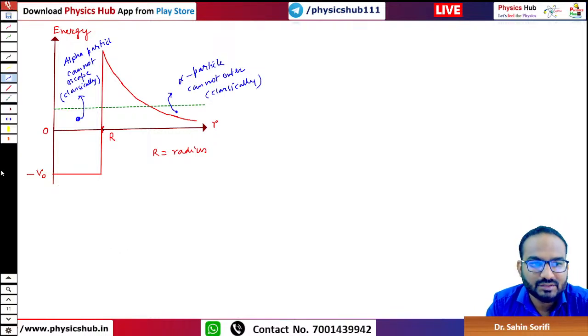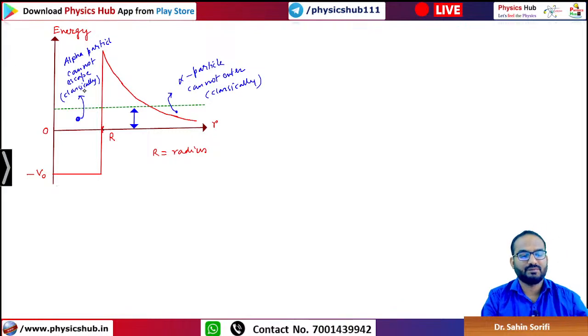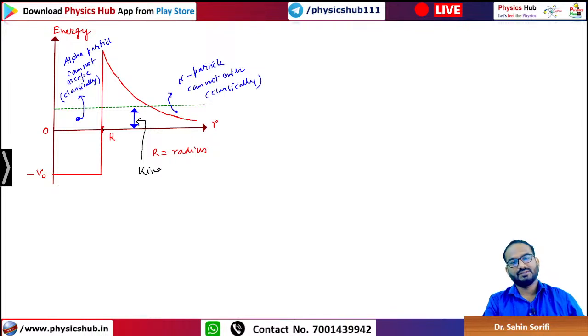This is the total range of this range, corresponding to the kinetic energy of the alpha particle. This gives you this much of energy, gives you the kinetic energy of alpha particle. So classically it is not possible to have any alpha particle decay.